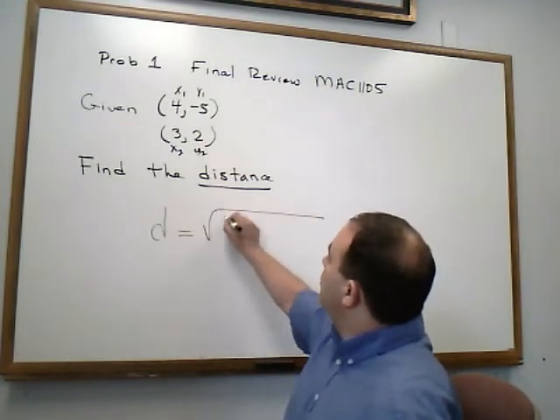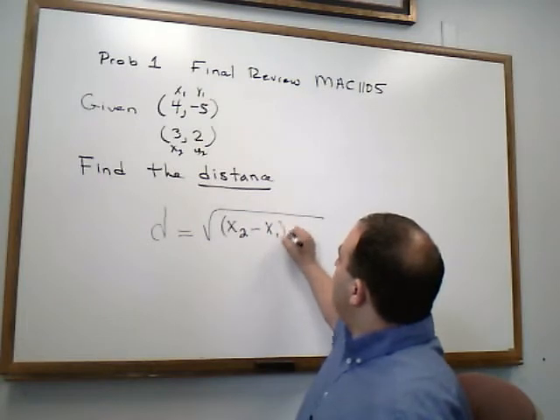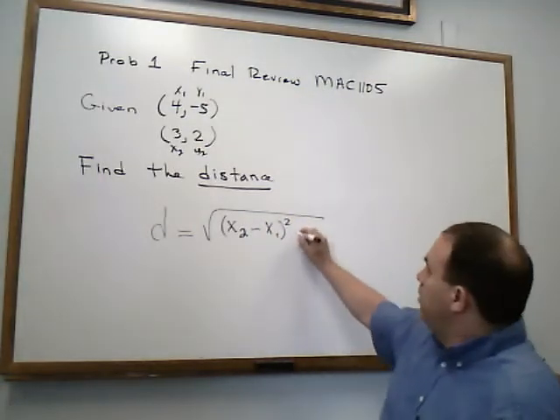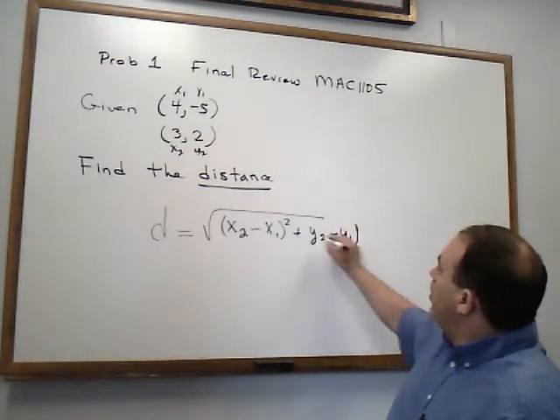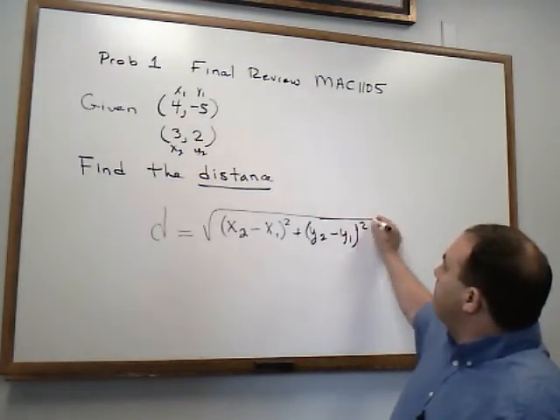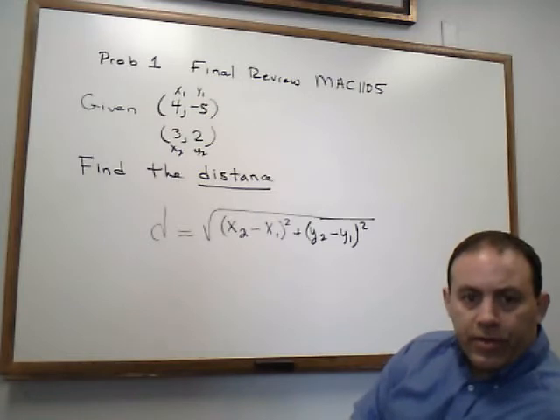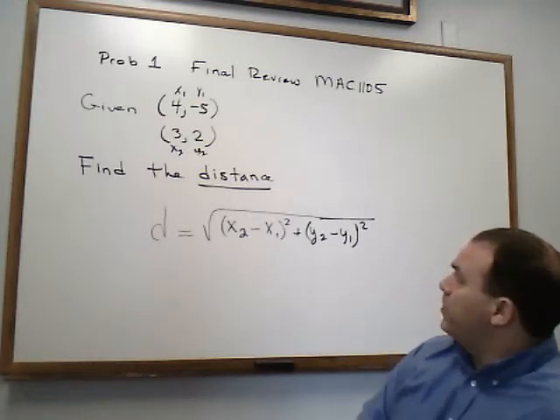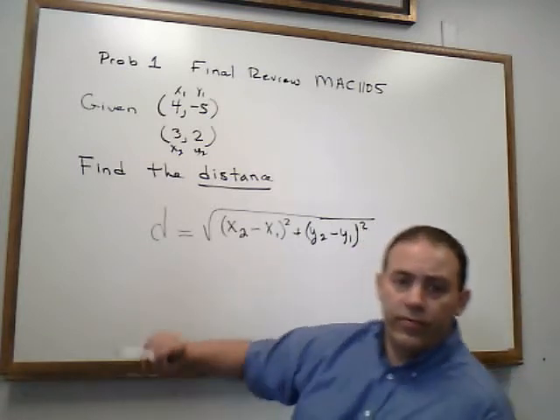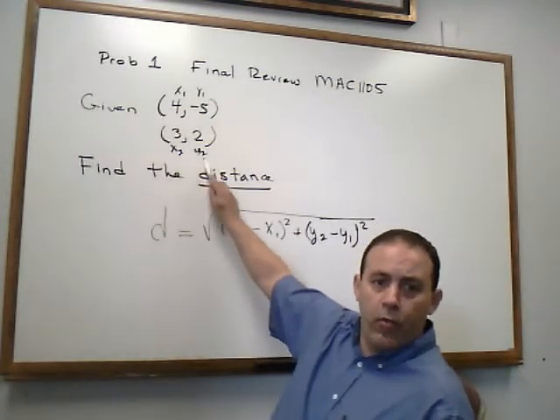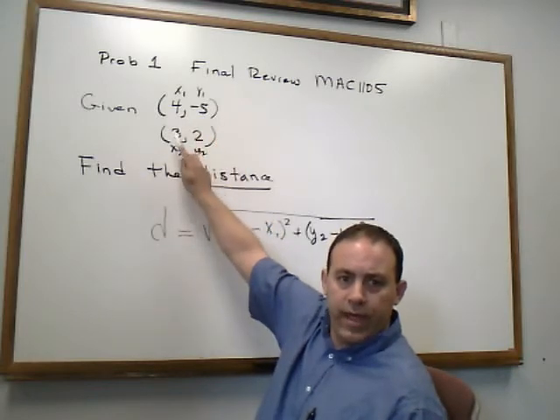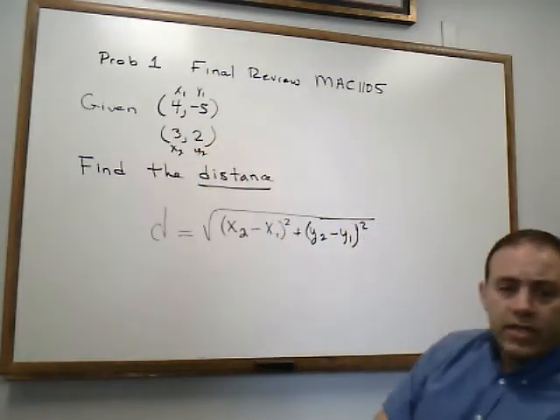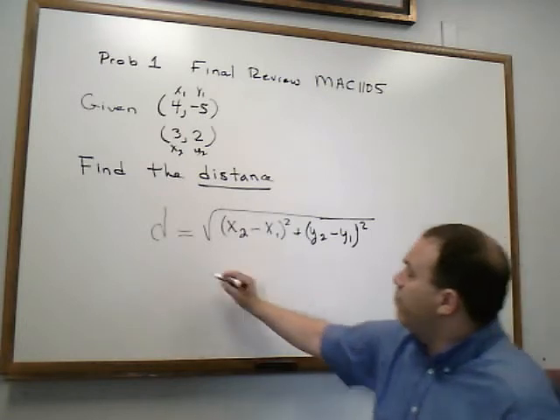D equals the square root of (x sub 2 minus x sub 1) all squared plus (y sub 2 minus y sub 1) all squared. So our job is simply to throw things into that formula and remember that formula for test day. But one of the things that you can do to make it easier is to label the coordinates. If we label the points x sub 1 and y sub 1, x sub 2 and y sub 2, that's going to make it easier when we plug it into that formula.